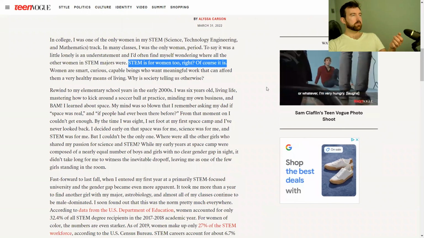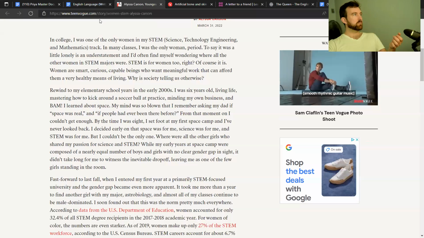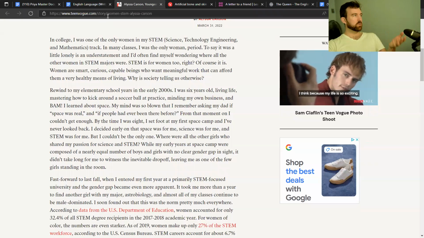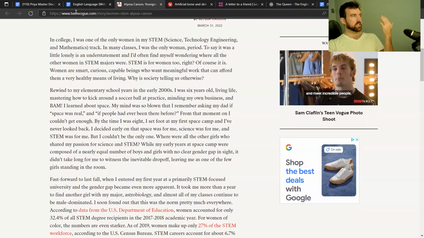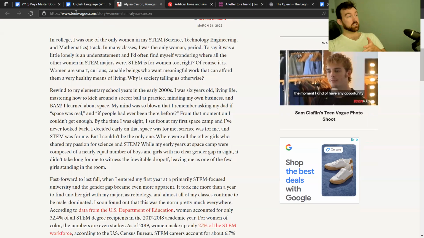This one is Teen Vogue magazine, and if you wanted to read it all, you could just Google, I guess, Teen Vogue STEM Alyssa Carson, her surname, right?